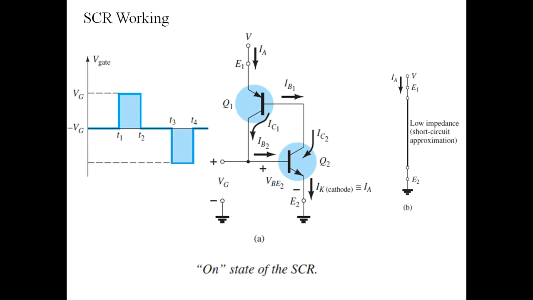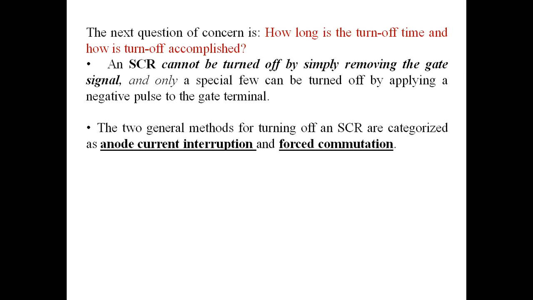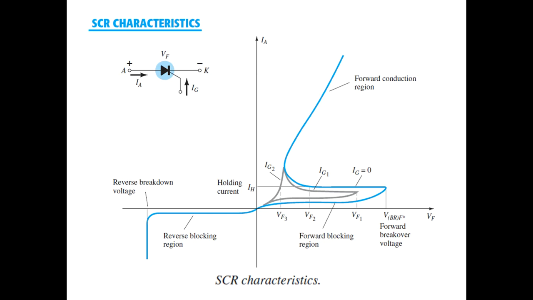If you want to turn off an SCR, you will have to forcibly turn it off using two processes, wherein the first one is called anode current interruption and the second one is forced commutation. Only by using those two principles you can turn off an SCR. Coming to the characteristics, let me spend 30 seconds on it again, because the next devices that we are going to discuss in this session are in some way related to this SCR itself.